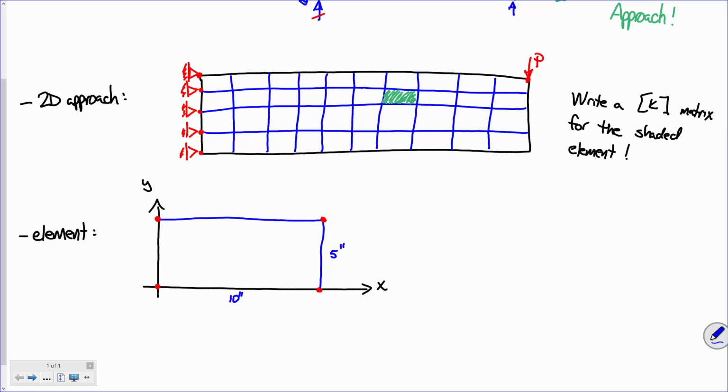Okay? Now, in order to maintain a consistent node numbering scheme, I'm going to say that this is node 1, this is node 2, this is node 3, this is node 4.